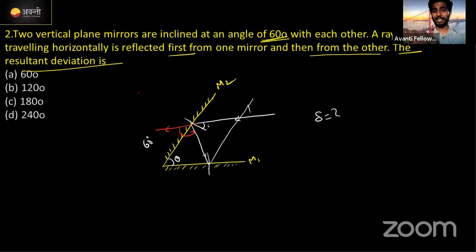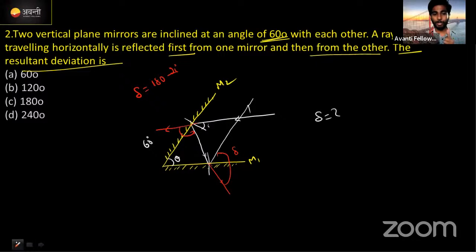Here, sorry, what is the deviation formula? Deviation is equal to 180 minus 2 times the angle of incidence, for the first one. Second, coming to this point, this is the extended incident ray for the second mirror. From this extended incident ray to the reflected ray, another deviation is there. Correct now? That's why I gave a direct formula to calculate this one.